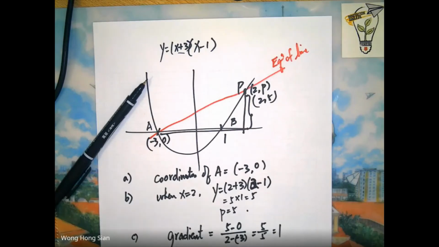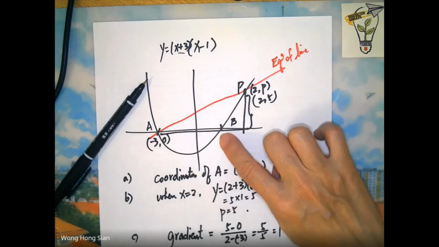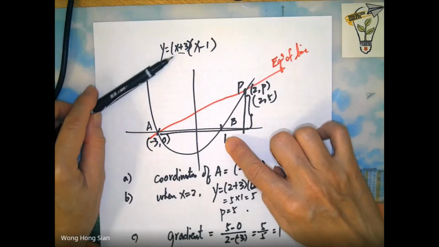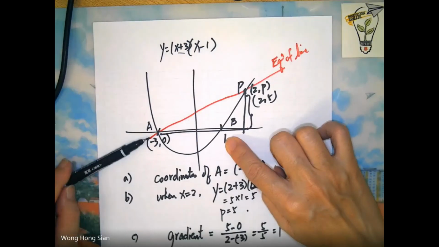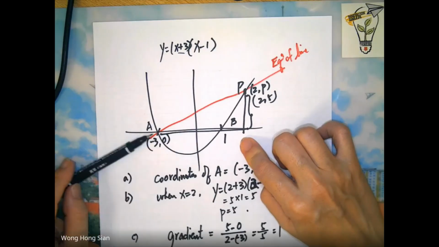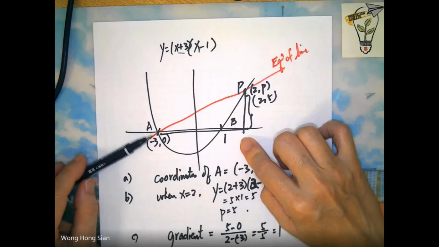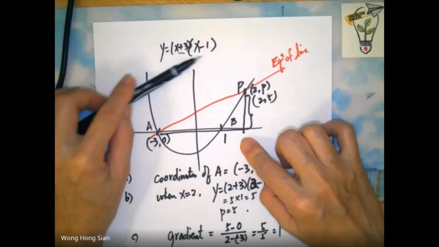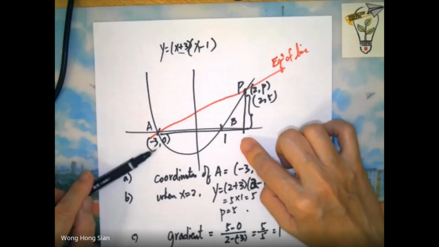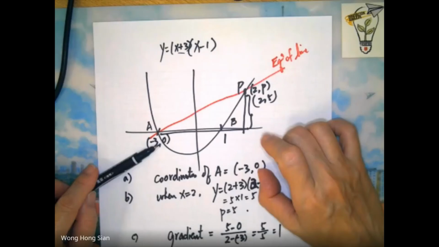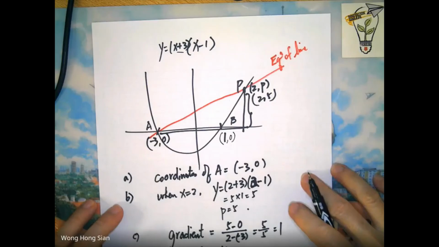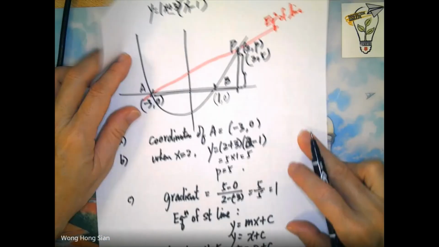The diagram shown is the diagram at the bottom right, given point A, given point B. Point A is unknown, point B is unknown, but the equation is given. Whenever the equation is given, we can determine A and B. How do you know A and B? When you put y equals 0, your x will be -3 and your x will be 1. So this point is at (-3, 0) and this point is at (1, 0). The coordinates of A are just (-3, 0).